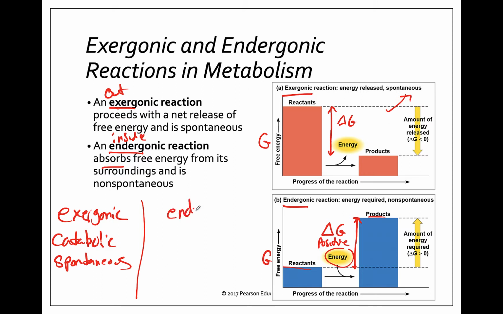So an endergonic reaction is going to be an anabolic or building reaction, and it is going to be non-spontaneous. So this would be, for example, active transport, where you have to use ATP in order for the sodium potassium pump to move molecules across the membrane.